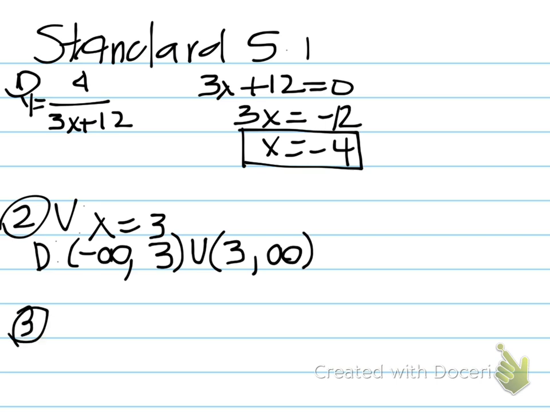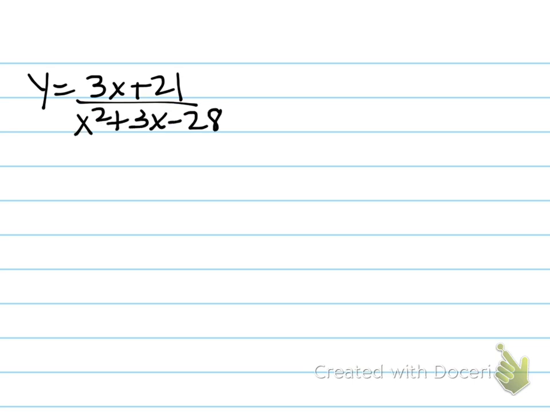Number 3 asks for everything. So we have the function y equals 3x plus 21 over x squared plus 3x minus 28. And it wants to know the slant asymptote, the hole, the asymptote, and the domain.